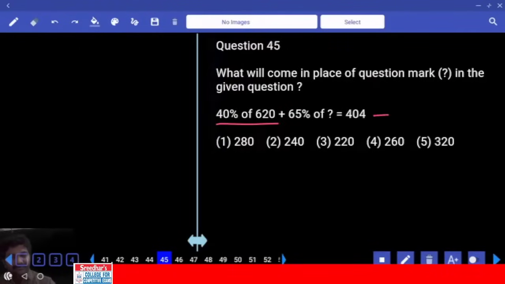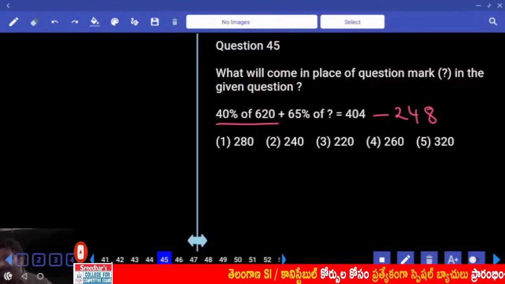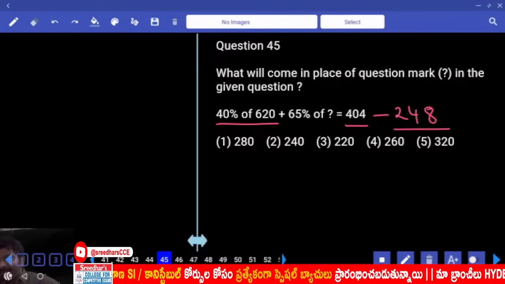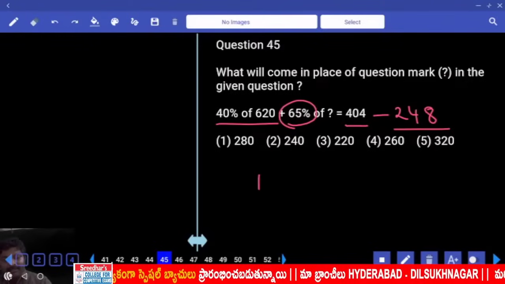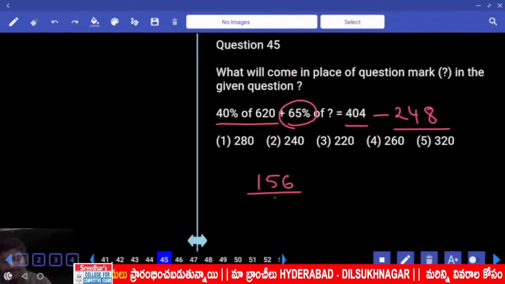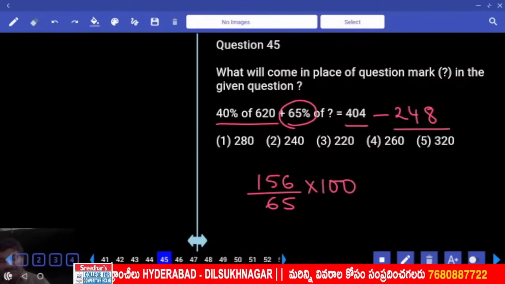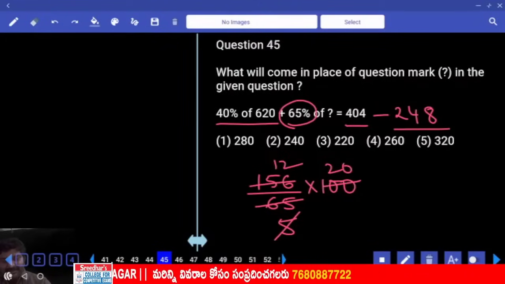40%. I overlooked it. 40%. 10% double, double. 62 double. 128 double. 124 double. 248. So from this, if we subtract 248. Subtract 300, add 52. Subtract 300, 104. Add 52, 156. 156 is 65%. Correct? 156 is 65%. 1% value is this much. And we need 100%, that is into 100. 13, 5 times, 12 times, 5 20s, 240.